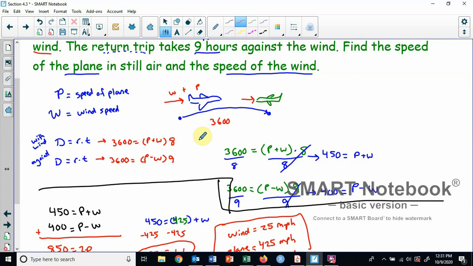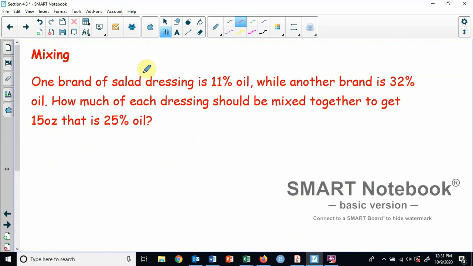I've named these all. These are not the technical names, but this one is called a mixing problem. Okay, so let's read this. This comes up a lot in other sciences, but we'll do a simple salad dressing one. One brand of salad dressing is 11% oil, while another is 32% oil. How much of each dressing should be mixed together to get 15 ounces that is 25% oil? So we have these two salad dressings and we're going to make our own custom house dressing. We're going to mix these two things together.